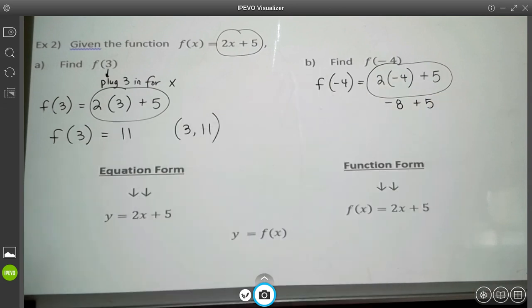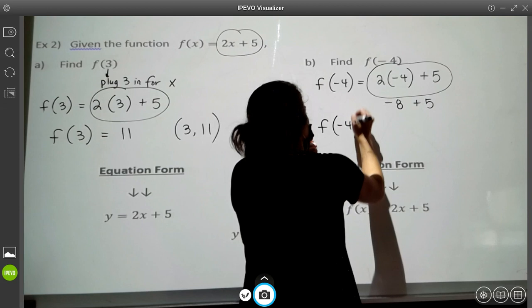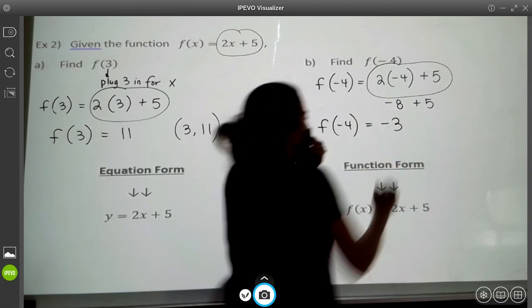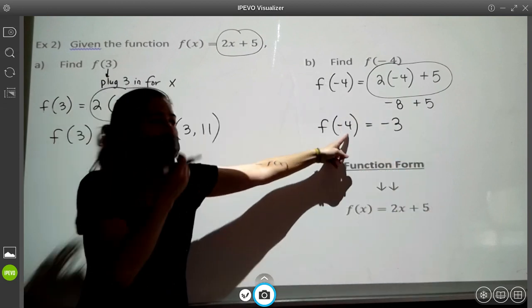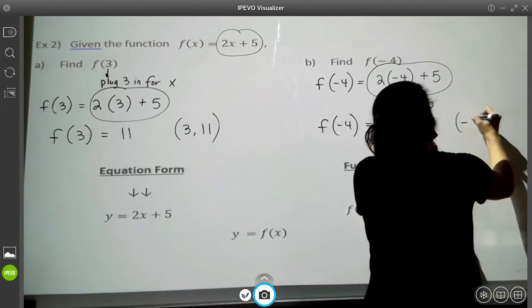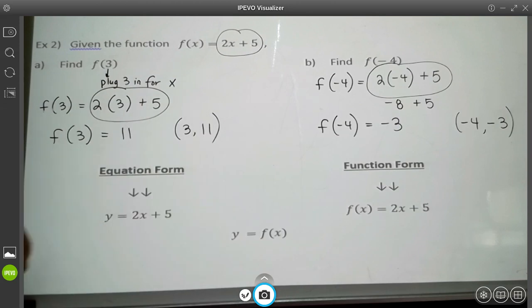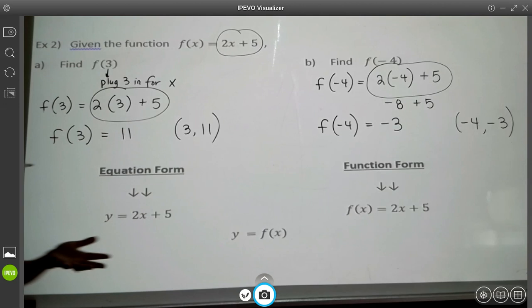Anybody brave enough to say what they got? You can just say it if you got it. Negative 3. f of negative 4 is equal to negative 3. I went to function f. I plugged in a negative 4, and I got a negative 3 to come out. So you could also write that as, in ordered pair, negative 4, negative 3. Okay? All right, perfect.